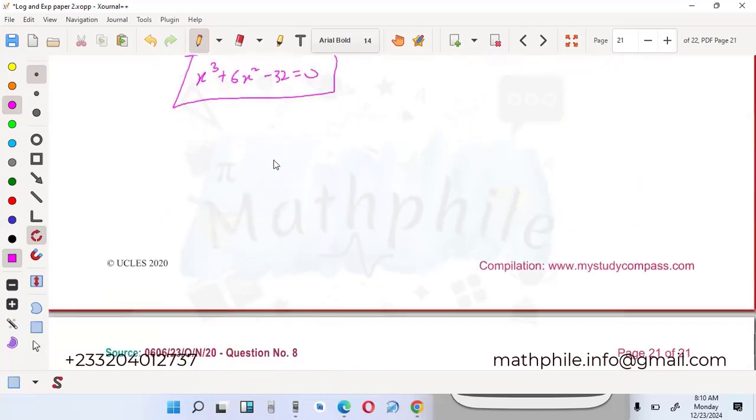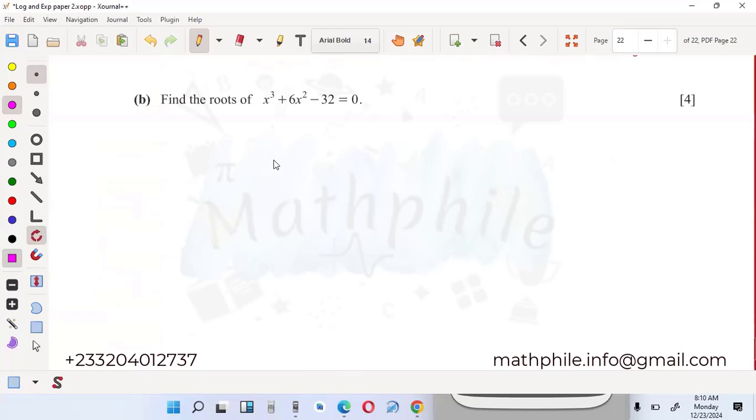Can I continue? Okay, so you should be able to solve the cubic equation from polynomials. We did this from polynomials.